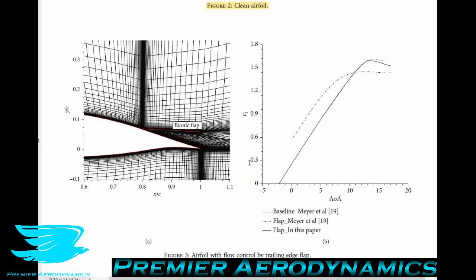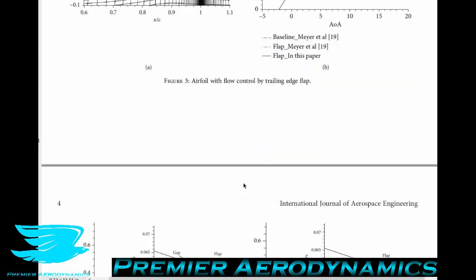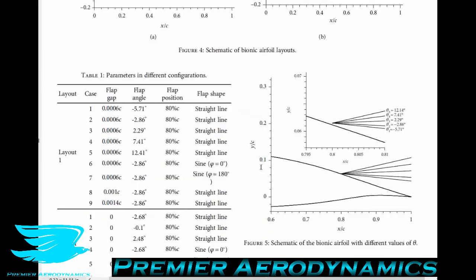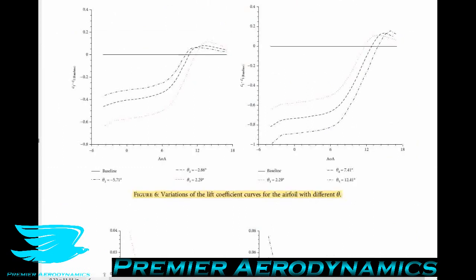So I have assumed that you've paused the podcast and thought about what this is doing to the airfoil's aerodynamics by pitching this flap at different angles of attack. Let's continue on to what it does. In figure 6, they show the effects of the different flap angles for the lift coefficient, so CL minus CL base. In other words, if you have a negative value, it's reducing the lift at that angle of attack. If you have a positive value, it's increasing the lift.